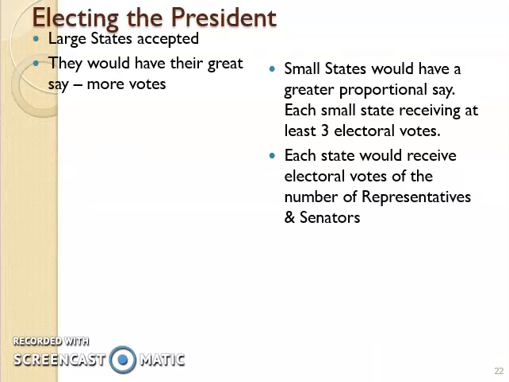The large states liked the Electoral College. So again, we're going back to the way it originally operated. The large states liked the way the Electoral College was going to operate because they would have a greater say, as well as they should, because they had more of the population. But the small states also liked it because they knew that they would have a greater proportional say.